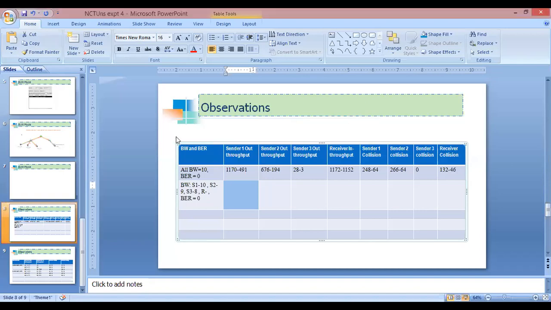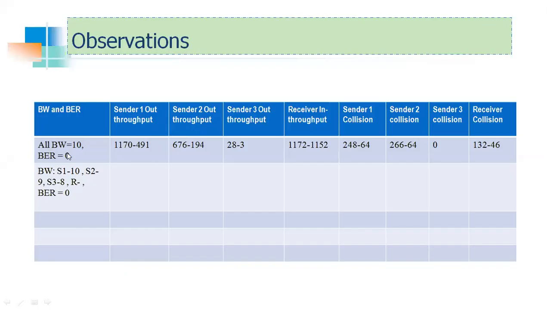As of now, we had kept all the bandwidths as 10 and BER was 0, and sender 1 out throughput was varying from this maximum and minimum. Sender 2 had this maximum and minimum, and sender 3 as well. Receiver was this to this. Sender 1 collision was in this range. Sender 2 collision was 0, and then receiver collision was this. So basically you have to check this one.